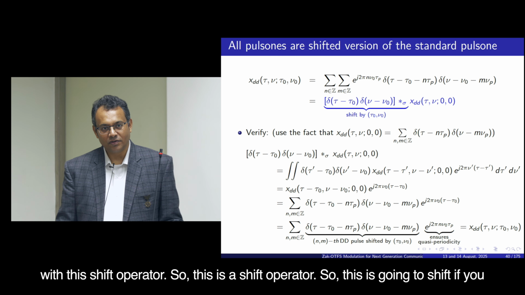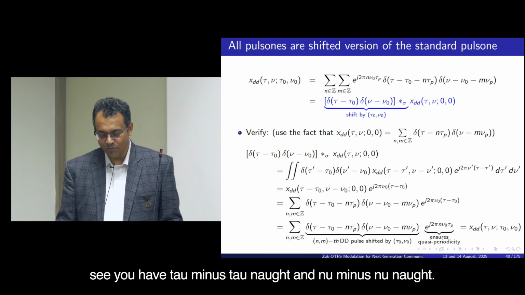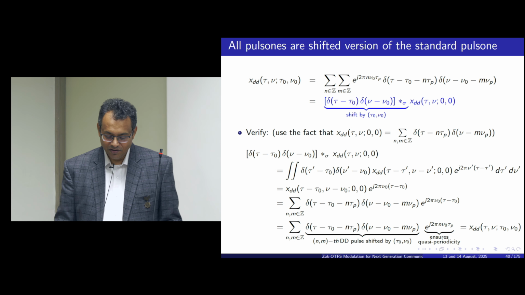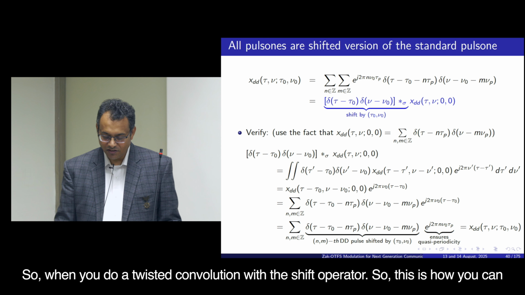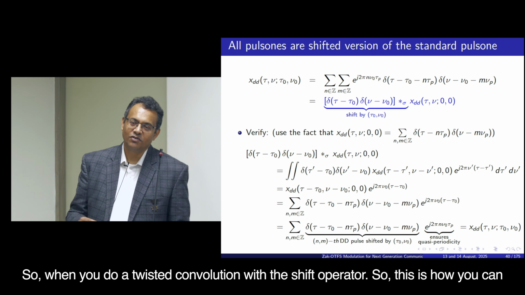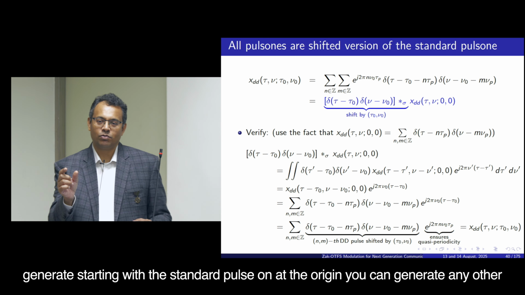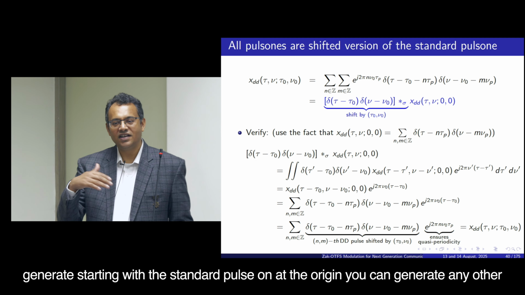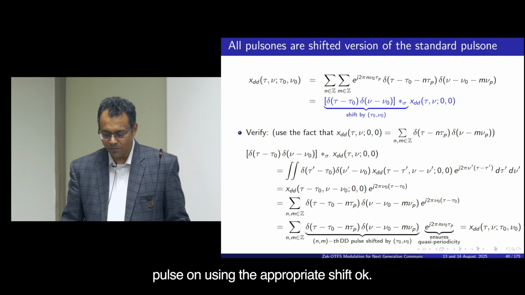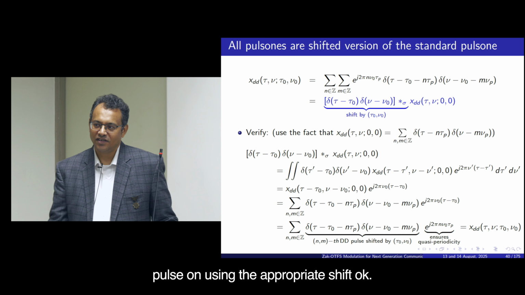So this is the shift operator. This is going to shift. If you see, you have tau minus tau naught and nu minus nu naught. So when you do a twisted convolution with the shift operator, starting with the standard pulson at the origin, you can generate any other pulson using the appropriate shift. Okay.